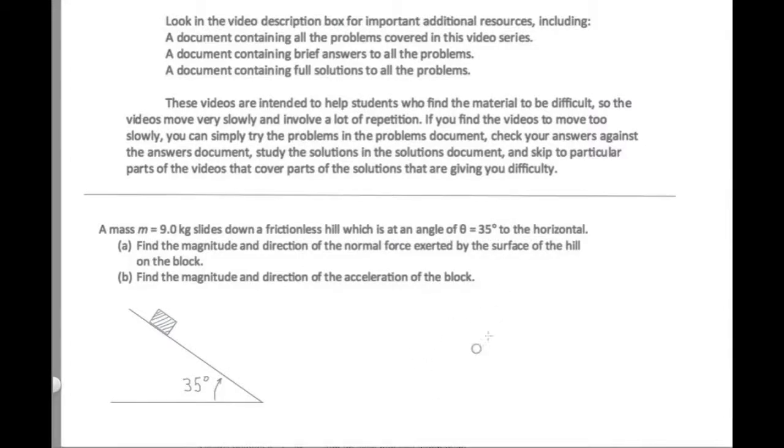Please pause the video and try this problem. I hope you gave that a shot, and now we'll attack this problem together.